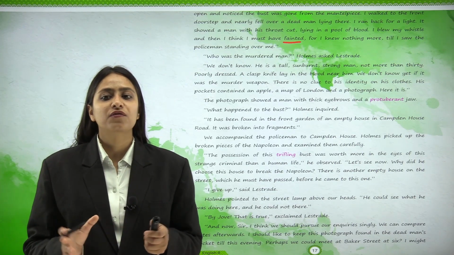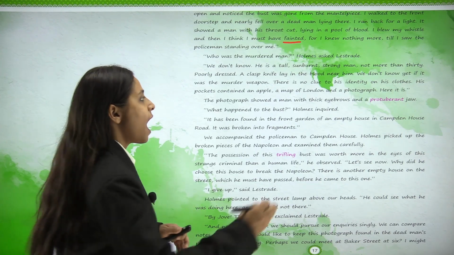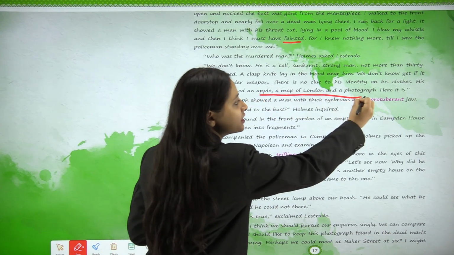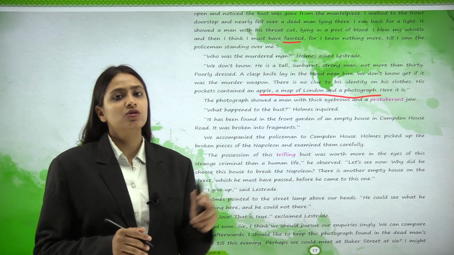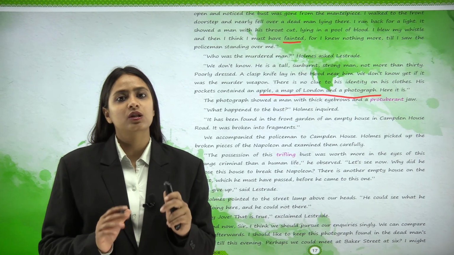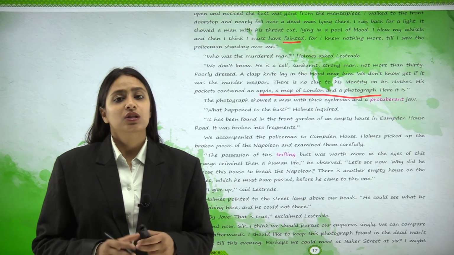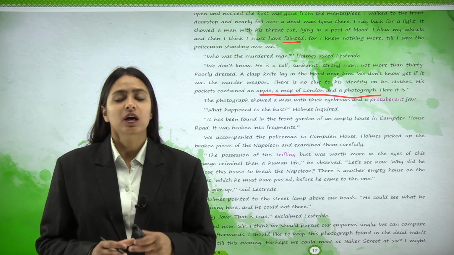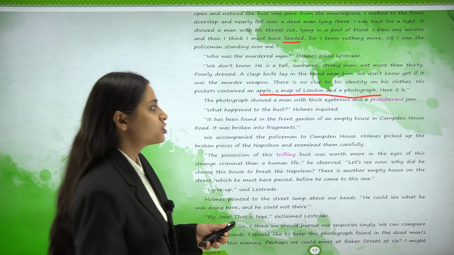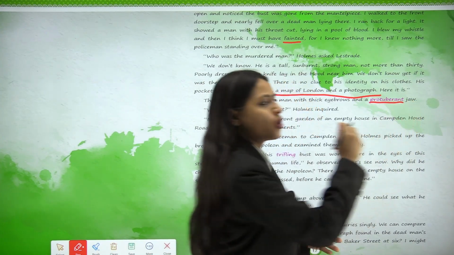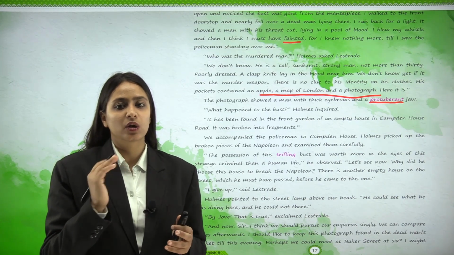There is no clue of his identity on his clothes. His pocket contained an apple, a map of London and a photograph. Okay, students, so these were the three things found in the pocket of the person who was killed. The photograph showed a man with thick eyebrows and a protuberant jaw, which means a very long jaw. So they are describing how this person looked.